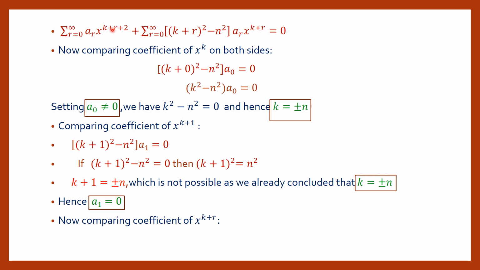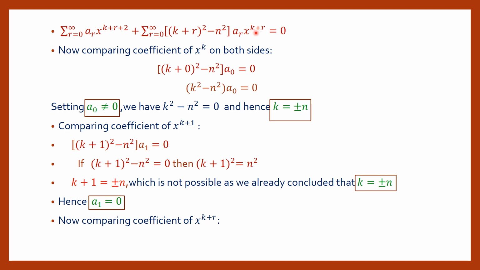So it is possible because we can substitute any value for r from 0 to infinity. So if you substitute r equal to r minus 2 also, it is possible here. So then only we will get x power k plus r. In the second summation, there is no need to replace r by anything. It is enough to keep r as r only. So we get x power k plus r.